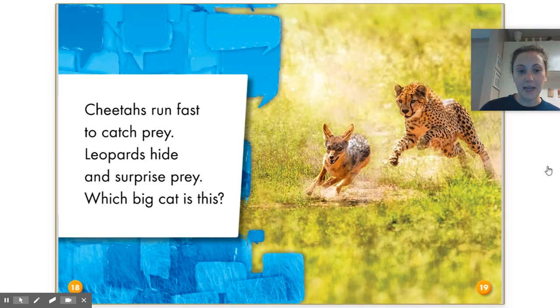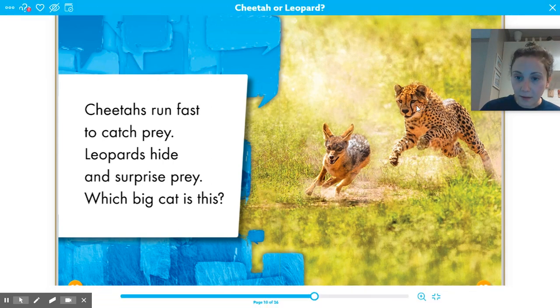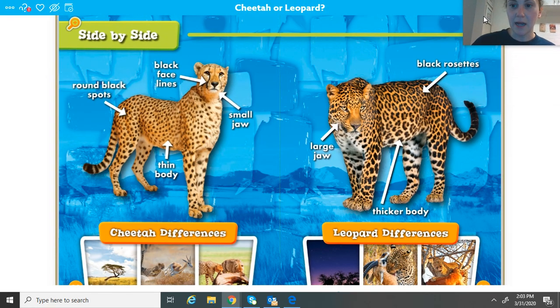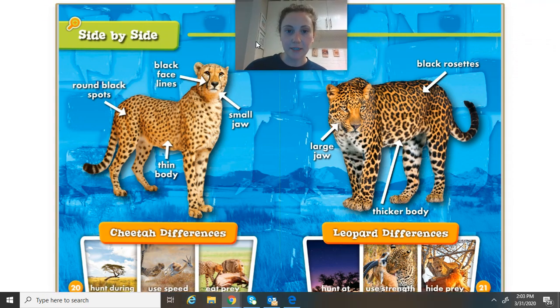Cheetahs run fast to catch prey. Leopards hide and surprise prey. Which big cat is this? I'll let you share that. What do you think that is in this photograph, a cheetah or a leopard? If you said a cheetah, you're correct because we can see that he's chasing after the prey with his quickness, and you can also see the black lines on his face as well as the black dots. All right, I love this page. This has some nice nonfiction text features here.